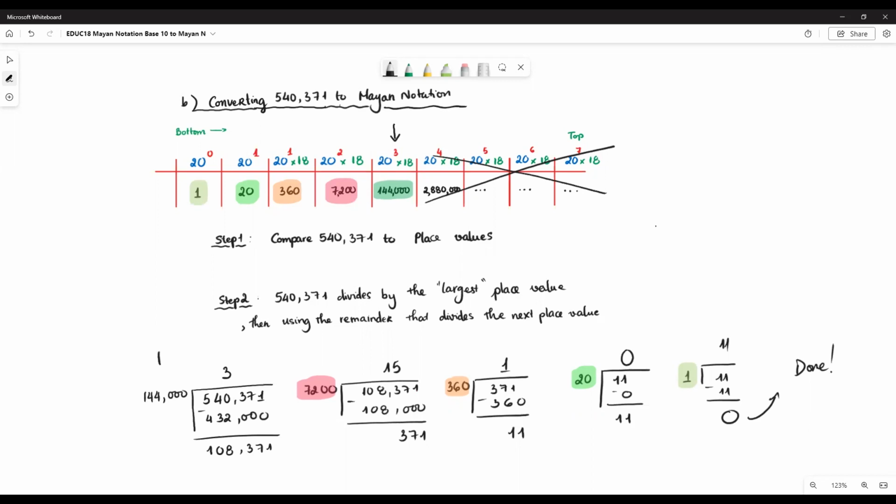And then here is from the top, and here's from the bottom. So the solution we have is 3, 15, 1, 0, 11. So we have 3 dots, 3 bars, 1 dot, a shell, and 11, which means 1 dot and 2 bars. That is the final solution we have.